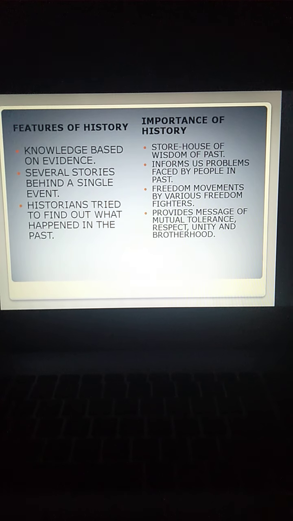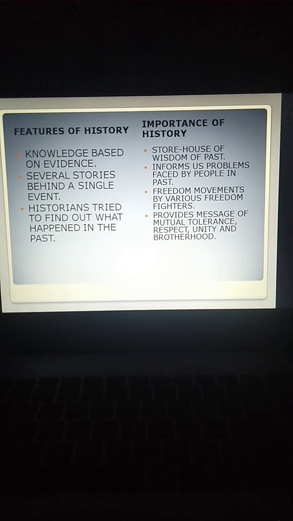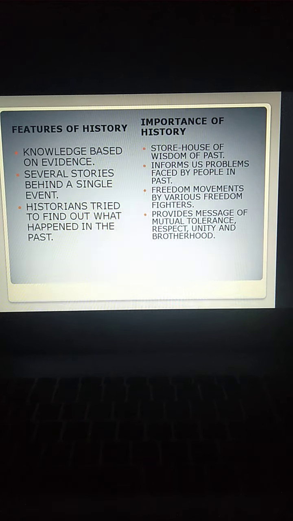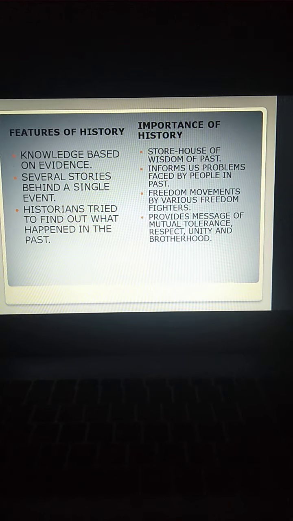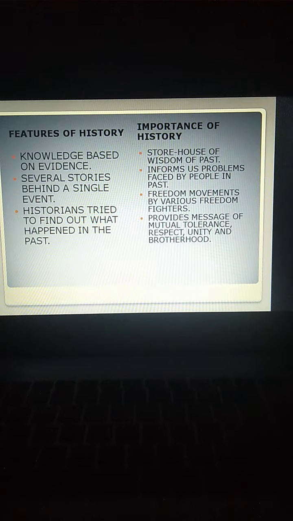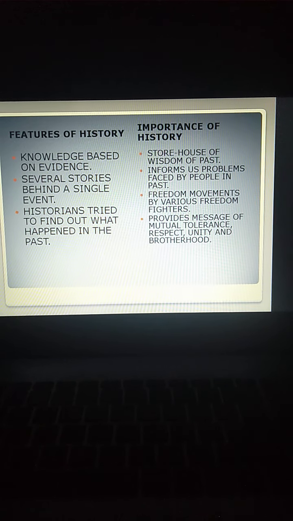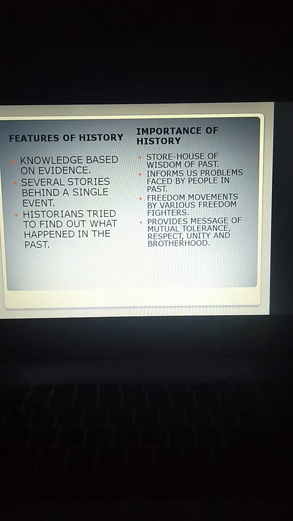Firstly, features of history. History provides us knowledge based on evidence or proof. There are several stories behind a single event. Historians tried to find out what happened in the past. Historians are those people who brought us information about anything that happened in the past.